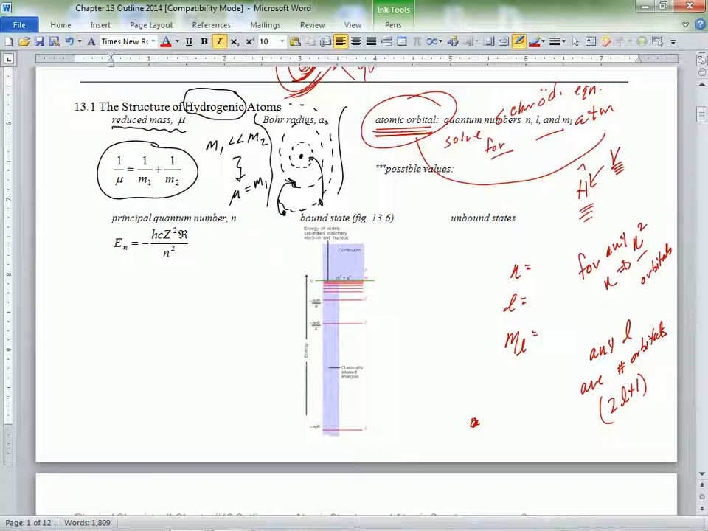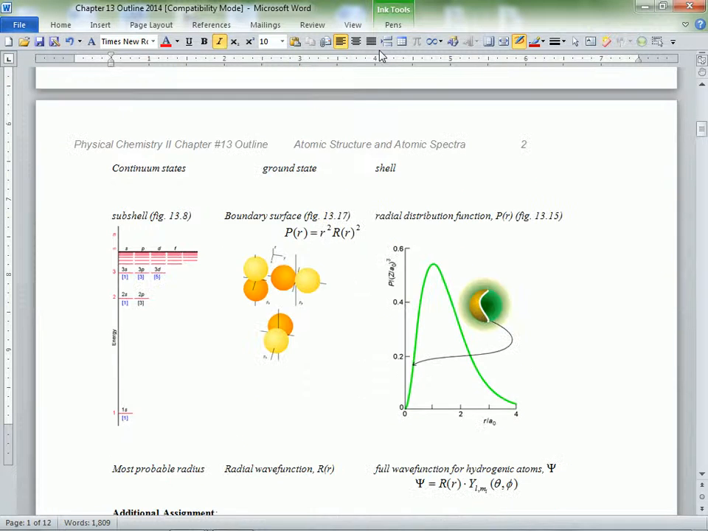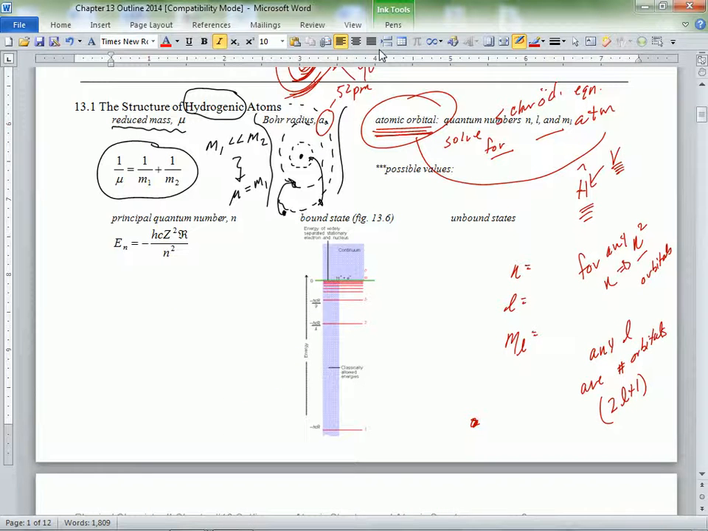This Bohr radius, it's in the book, but I just want to put a number on it. 52 picometers. What's pico? 10 to the negative 12. Why mention picometers? Just because that's what a naught is. If you look it up in the book, it's 52 picometers. That's what a naught is. They call it the Bohr radius, the most likely radius.